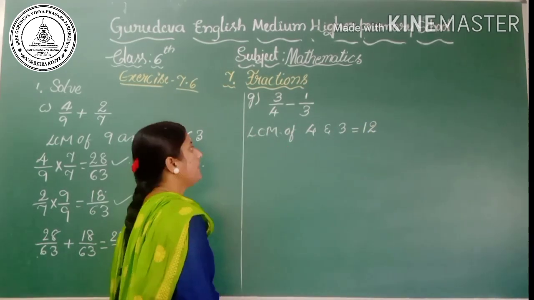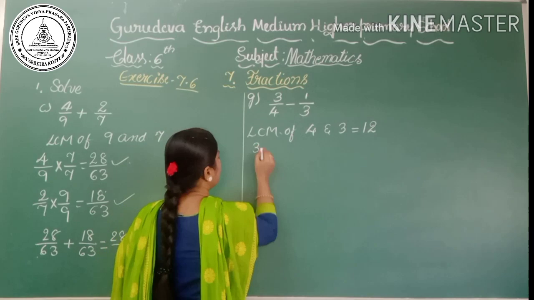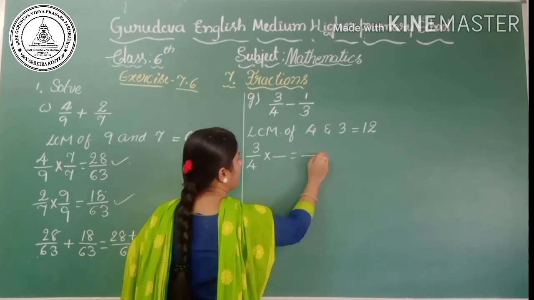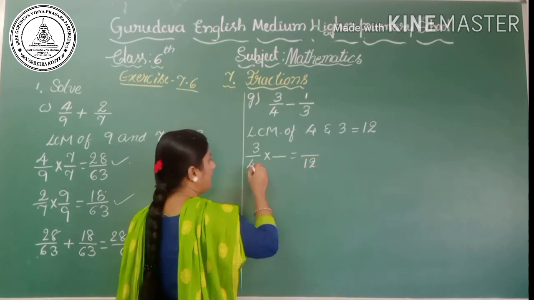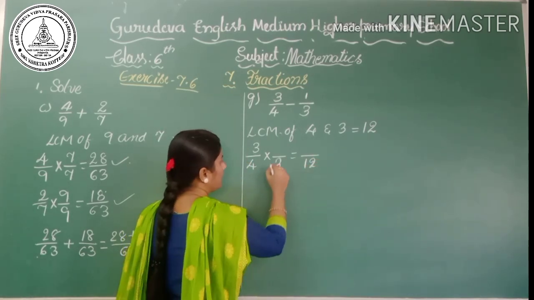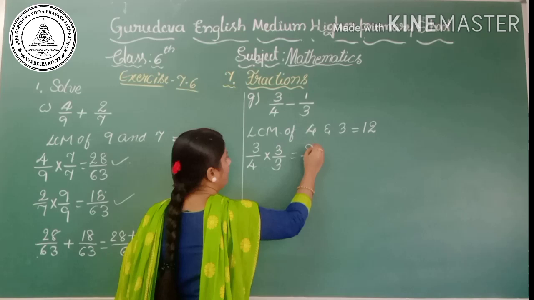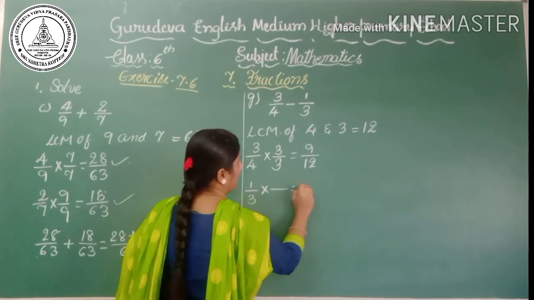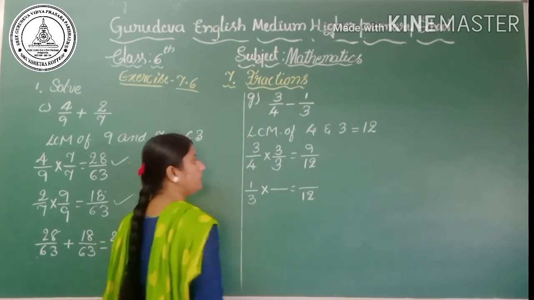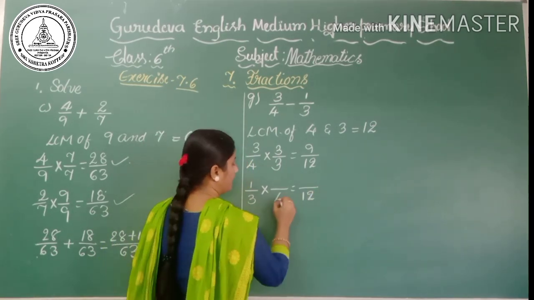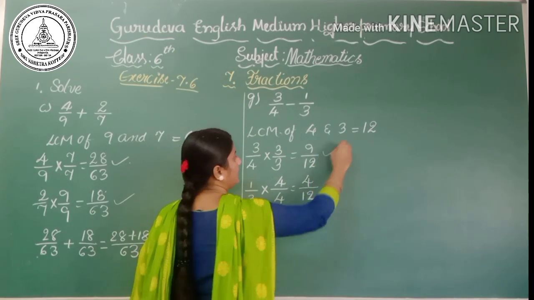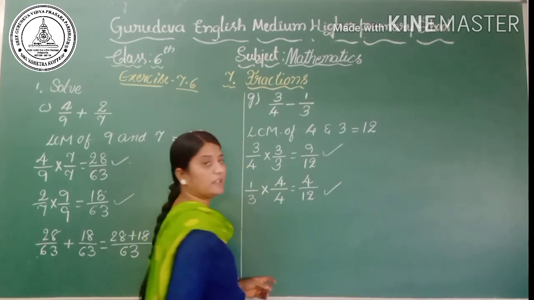Now write the denominator as 12 for the first fraction 3 by 4. 4 times how much is 12? 4 times 3 is 12, and 3 times 3 is 9. The second fraction is 1 by 3. Make the denominator 12. 3 times how much is 12? 3 times 4 is 12, and 1 times 4 is 4. So 9 by 12 and 4 by 12 are the like fractions.